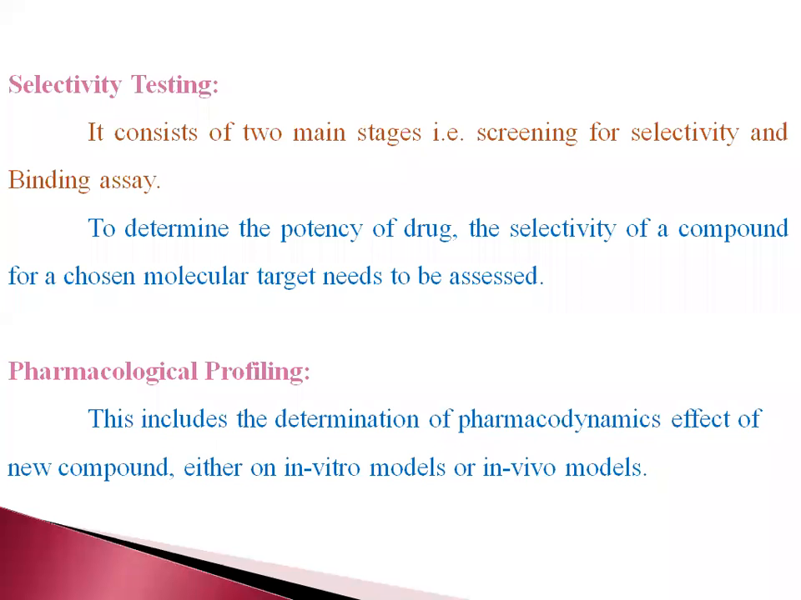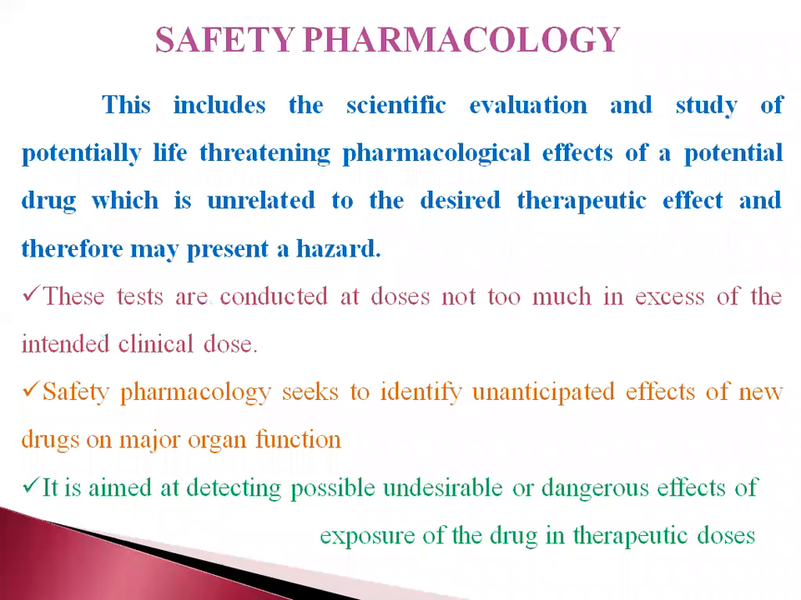And pharmacological profiling means what? This includes determination of pharmacodynamic effects of a new compound either in vitro or in vivo models. So pharmacodynamic effect, that means what? In pharmacokinetics, we study the ADME profile of the drug, right? And in case of pharmacodynamics, we check the effects of the drug on the human body. Mechanism of action and all that will be studied in pharmacological profiling.